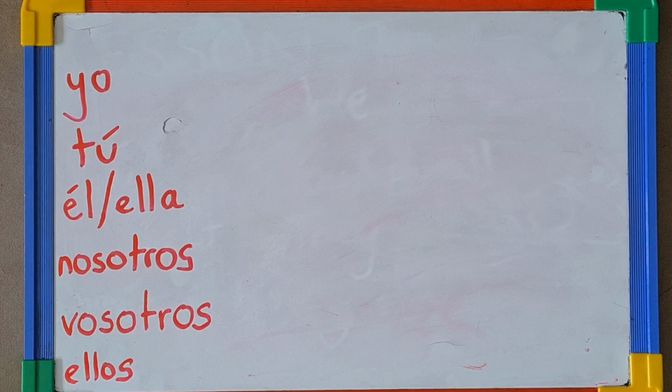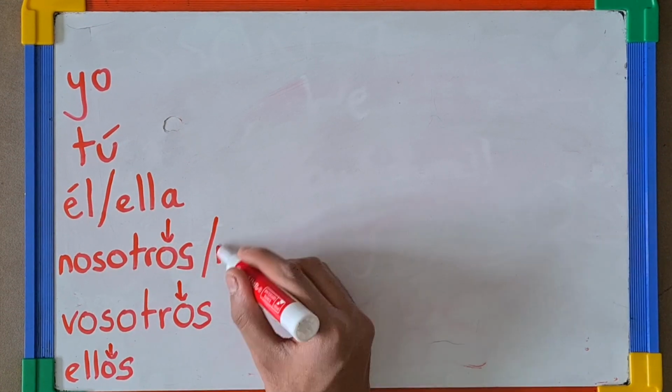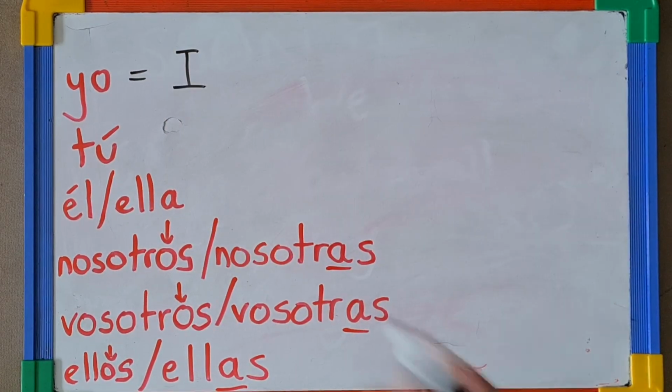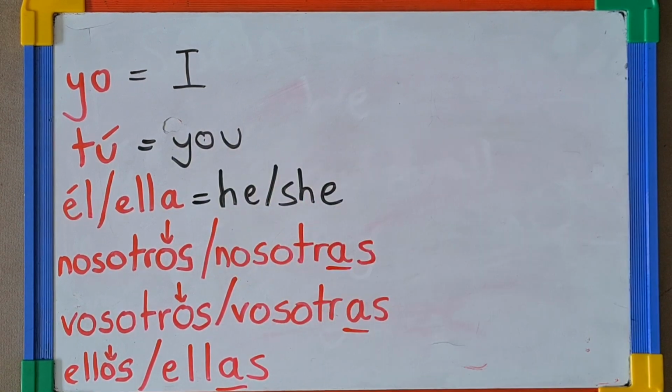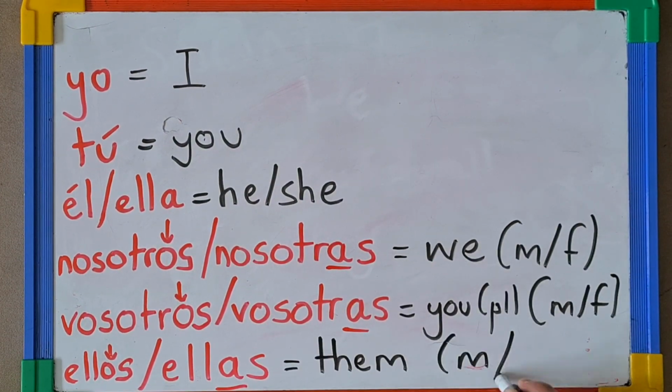Now, if we want to say that we, you plural, or they are in the feminine form, i.e. we are all girls, you plural are all girls, or they are all girls, we simply change one letter. Nosotros becomes nosotras. Vosotros becomes vosotras. And finally, ellos becomes ellas.